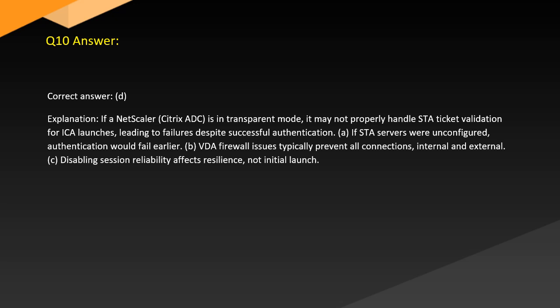Answer. Correct answer: D. Explanation. If the NetScaler Citrix Gateway is in transparent mode, it may not properly handle STA ticket validation for ICA launches, leading to failures despite successful authentication. A. If STA servers were unconfigured, authentication would fail earlier. B. VDA firewall issues typically prevent all connections, internal and external. C. Disabling session reliability affects resilience, not initial launch.